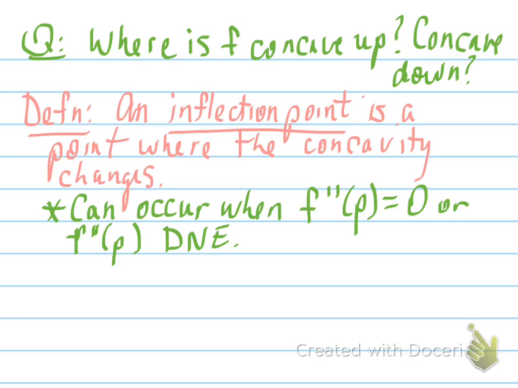So if we think about it, what does it mean for the concavity to change? It means the sign of the second derivative goes from positive to negative or vice versa. That can only happen if either we're crossing the x-axis, so if f double prime equals 0, or if we have some strange discontinuity and f double prime does not exist.